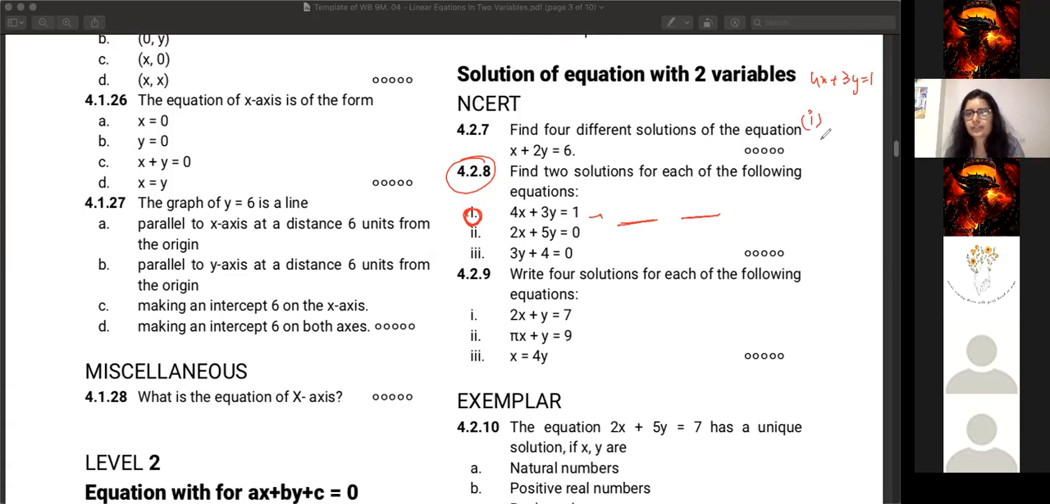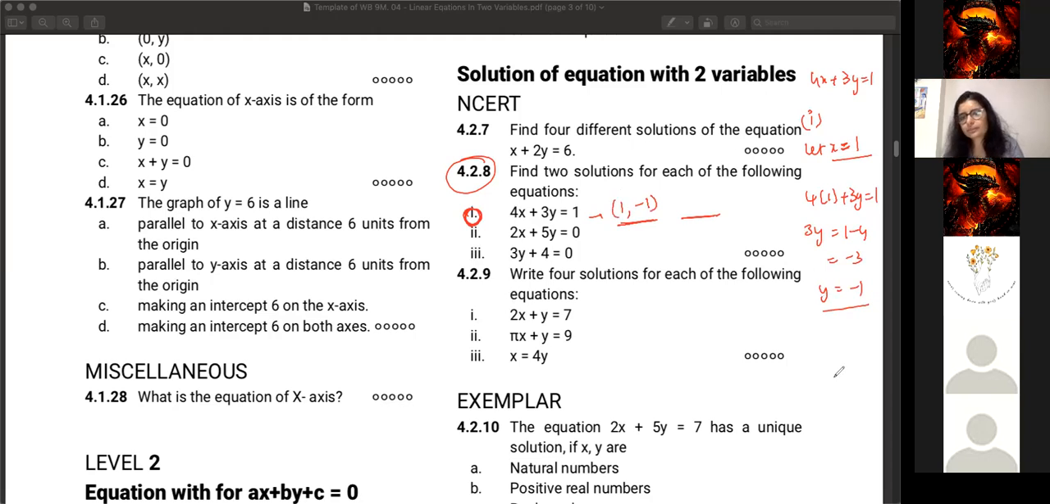Okay. So for example, if I take let x equal to 1, then find the value of y for which this equation is satisfied. So then 4 into 1 plus 3y equal to 1. So 3y will be equal to 1 minus 4, that is minus 3. So y equal to minus 1. So basically when x equal to 1, y ka value minus 1 aa raha hai. So (1, minus 1) is one solution.